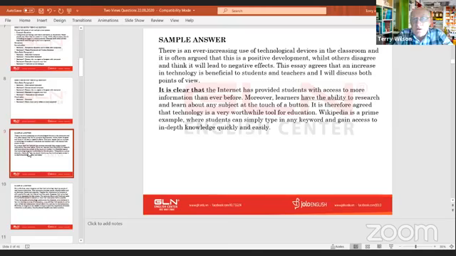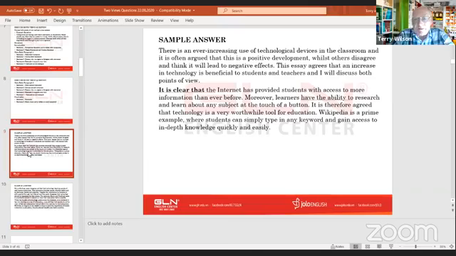So there we have in the introduction 2 sentences. There is an ever-increasing use of technological devices in the classroom, and it is often argued that this is a positive development, while others disagree and think this will lead to negative effects. So we just simply paraphrase the question.